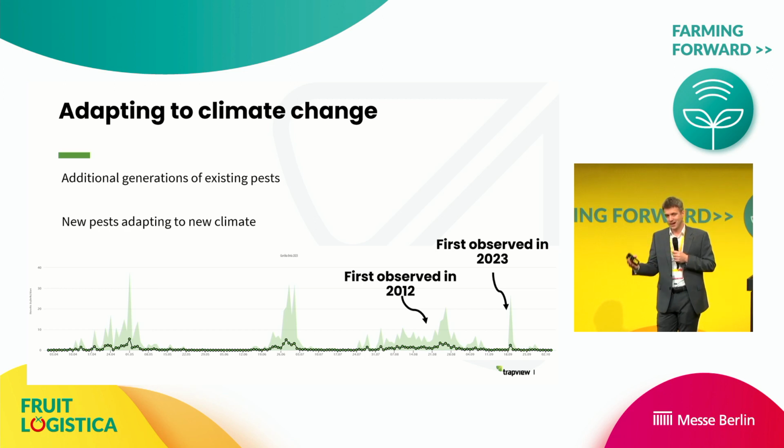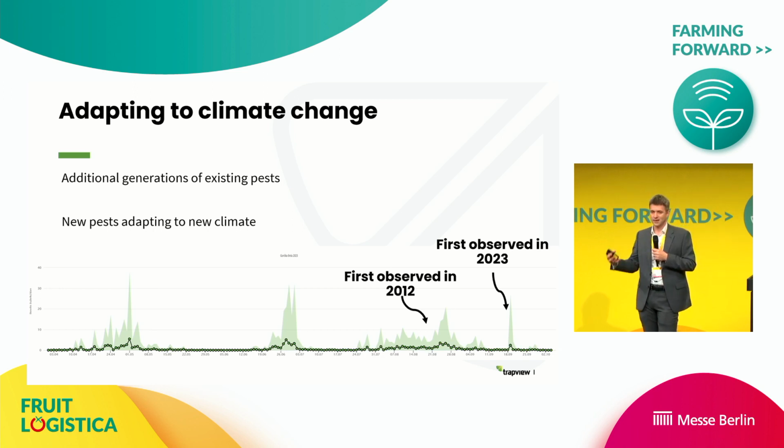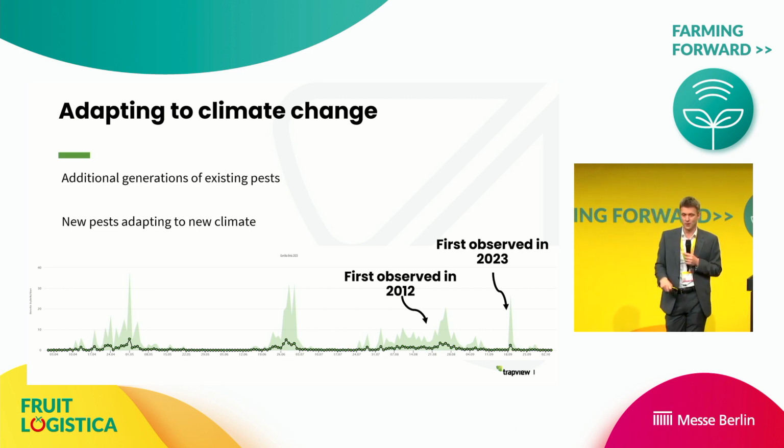And last year, we've seen in the same area that it's already the fourth generation. So yes, we all know it's getting warmer, but the insects are also adapting to this. Another good example of that is Tuta absoluta, the big numbers we had before.